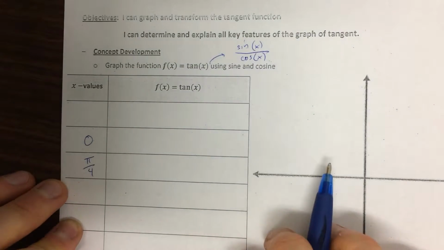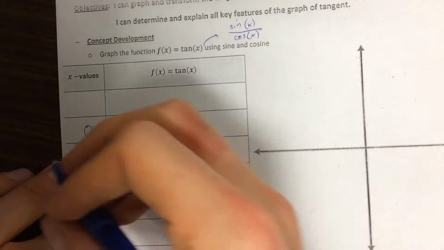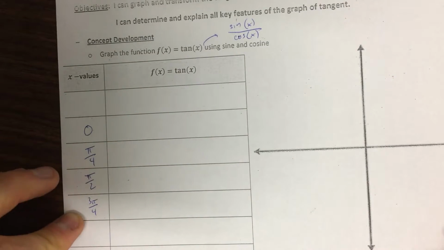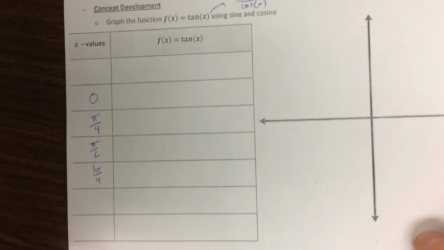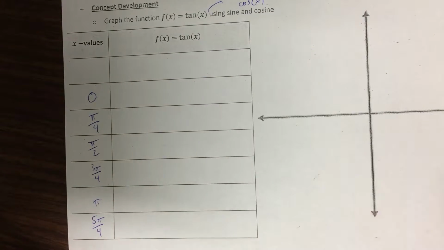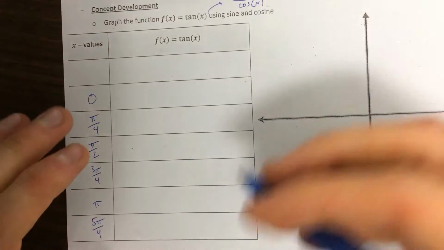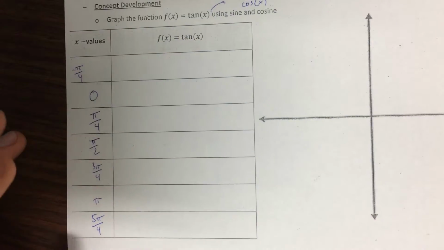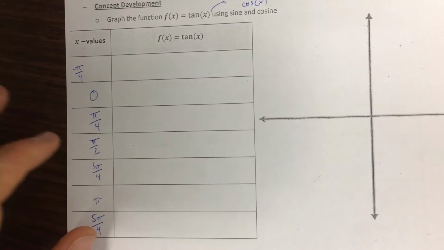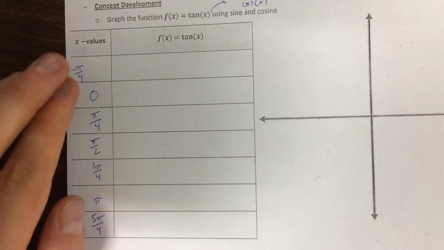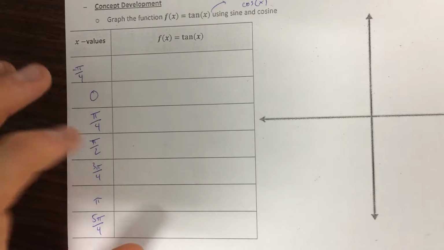And we're actually going to count by pi over 4. So pi over 4, 2 pi over 4, which is just pi over 2, 3 pi over 4. We have pi and 5 pi over 4. And we'll say negative pi over 4 over here. All right. So I am going to do, let's say, negative pi over 4 and pi over 2.